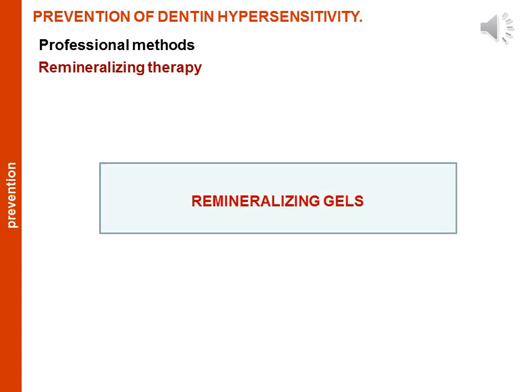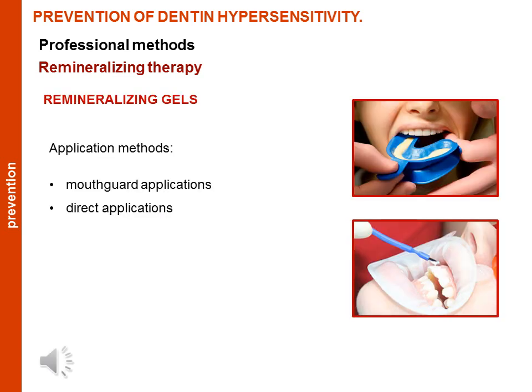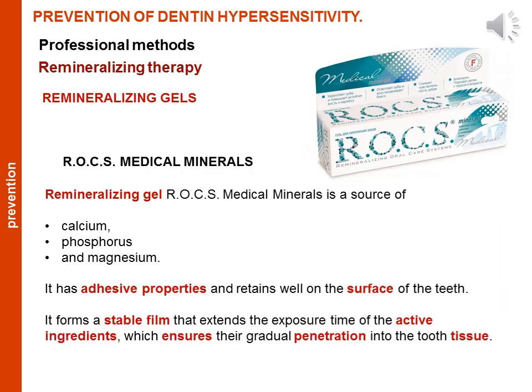Remineralizing gels. Application methods with remineralizing gels for remineralizing therapy may be with mouth-guard applications or direct applications. Rox Medical Minerals Remineralizing Gel. This gel is a source of calcium, phosphorus, and magnesium. It has adhesive properties and retains well on the surface of the teeth. It forms a stable film that extends the exposure time of the active ingredients, which ensures their gradual penetration into the tooth tissue.